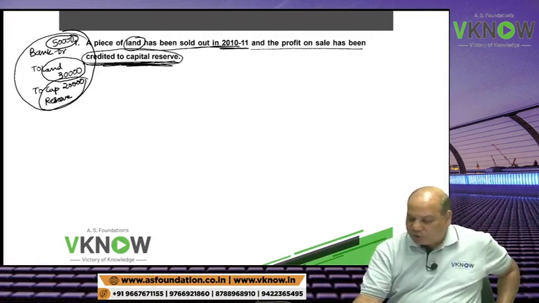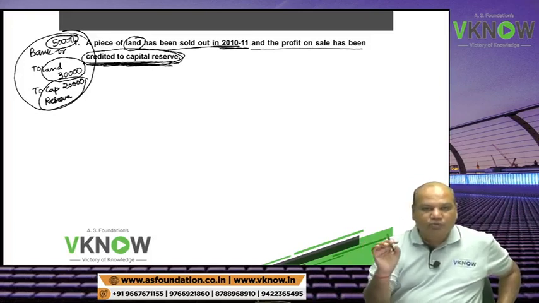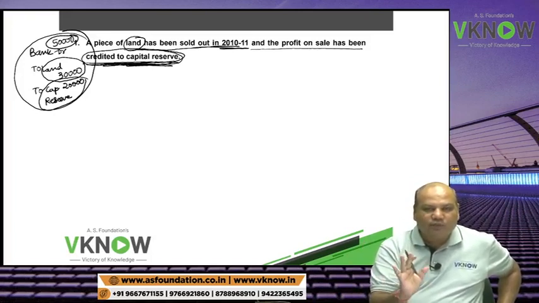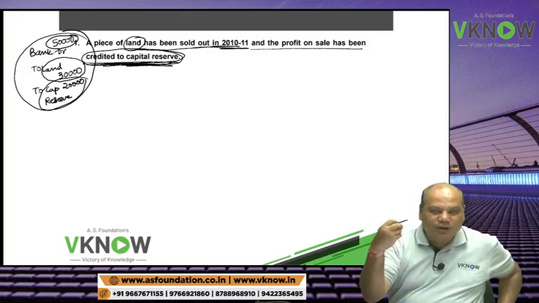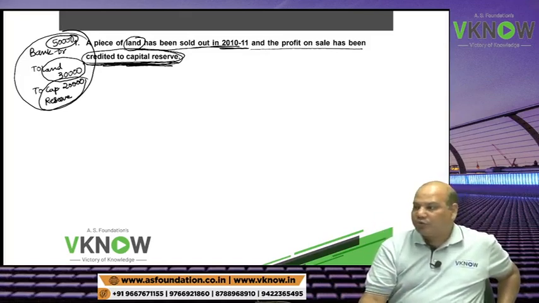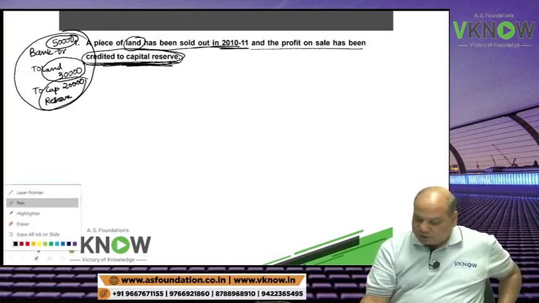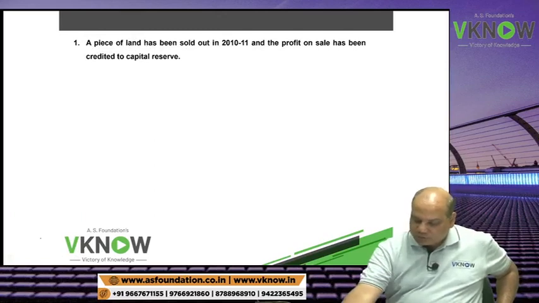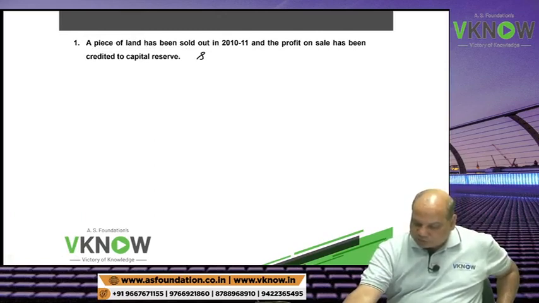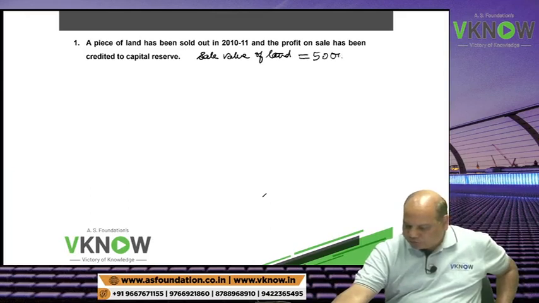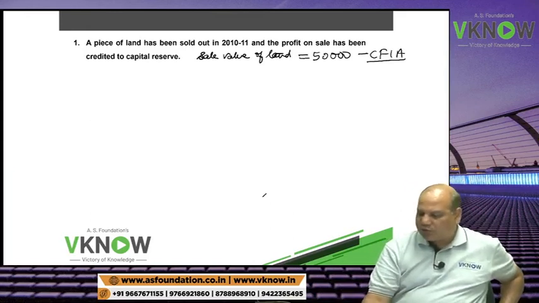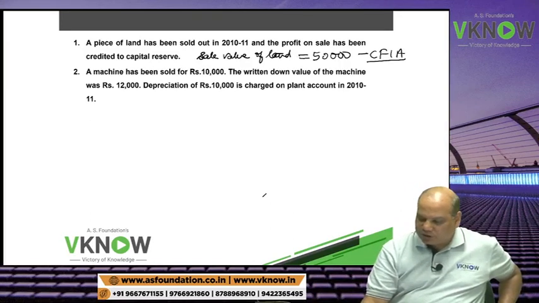Now this we cannot do anything about. Whatever they have done, we just have to analyze it. We are not passing the entry. Entry has already been passed. So we have to only see what effect they have given. So the sale value of the land, 50,000 rupees, will be transferred to cash flow from investing activity, CFIA.